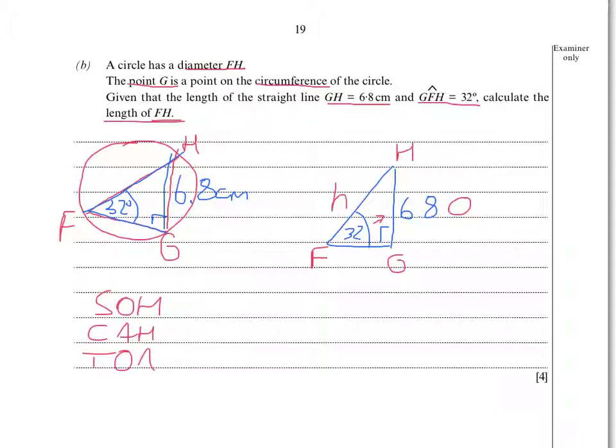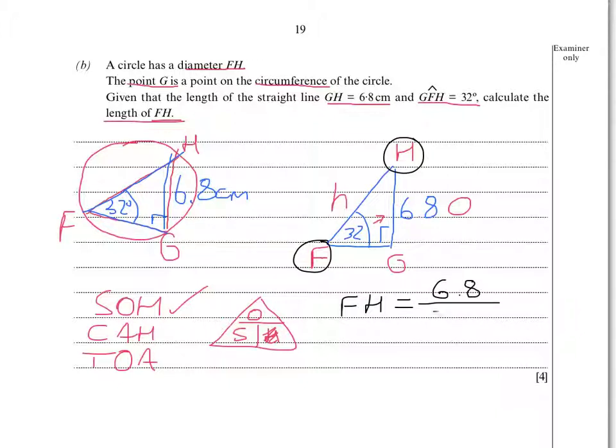SOHCAHTOA, so I've got my opposite and I want to find my hypotenuse, so that means I'm going to use sine. So drawing my sine triangle, SOH, and covering up the one I want to find, the H part, that means I'm going to work out my opposite over sine of my angle. So to work out that hypotenuse, which is from F to H, that length of F to H is going to be my opposite, which was 6.8, divided by the sine of my angle, so sine of 32 degrees.